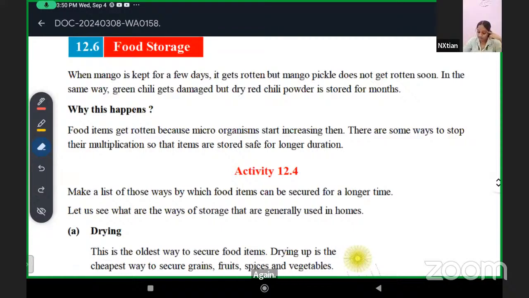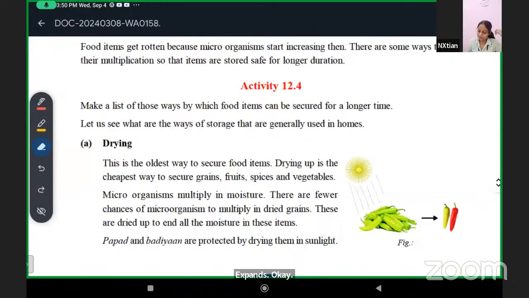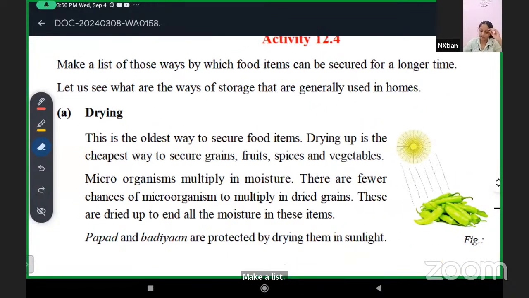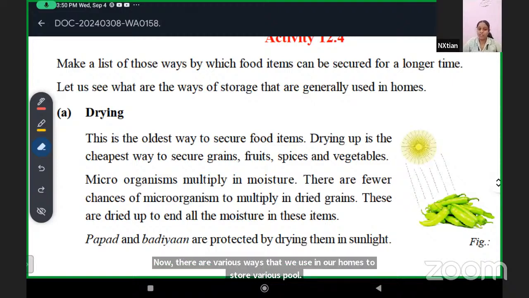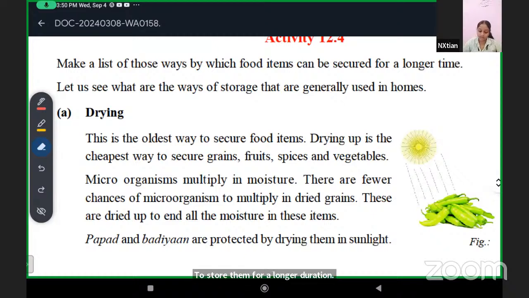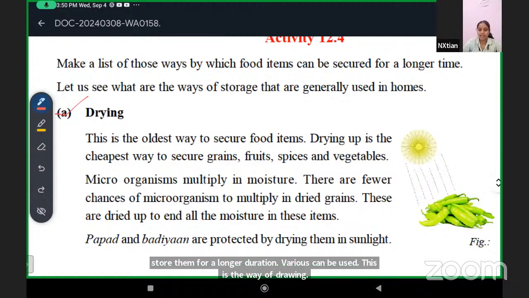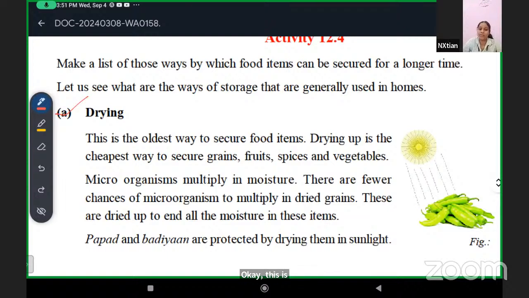Then make a list of those ways by which food items can be secured for a longer time. Let's see what are the ways of storage that are generally used in homes. There are various ways that we use in our homes to store food items for a longer duration. This is the way of drying. It has been used since long ago. Our mothers and grandmothers, and even before that, used this way. Grains, fruits, spices and vegetables are sun dried.